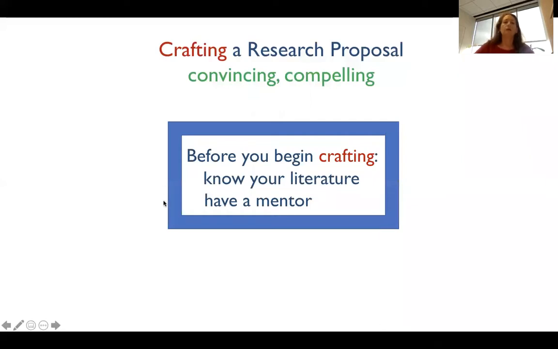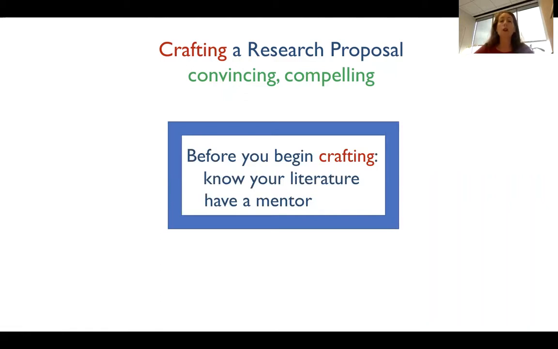And you also need to make this compelling. So you need to convince them that this is a project that's worthy of funding. It's going to produce some kind of deliverable. It's going to further knowledge in whatever field it is that you are in. Okay, so before you begin crafting, I think two things are very important here.